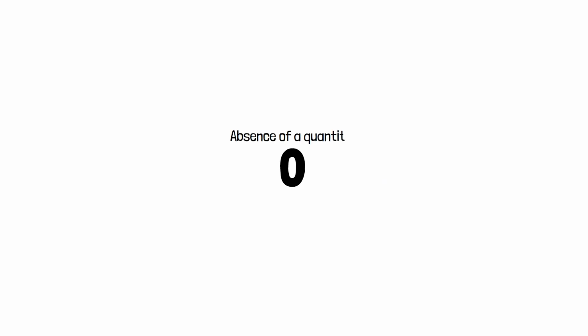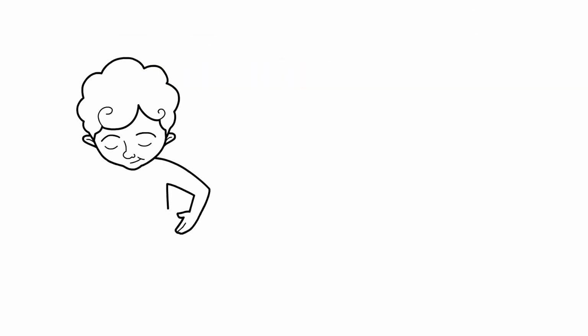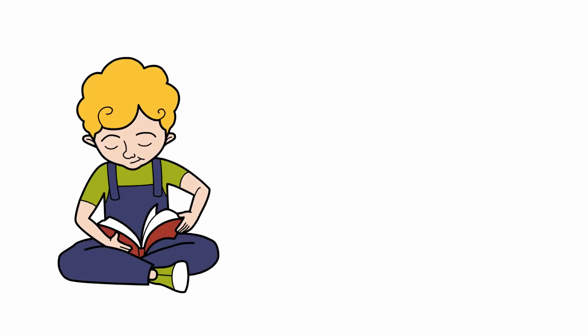It represents the absence of a quantity and plays a crucial role in our number system. Activities that involve counting, adding, and subtracting with zero can help children understand its significance. For instance, using a number line to show what happens when you add or subtract zero can make this concept clearer. Reading and writing numerals is similar to teaching children the alphabet and reading.